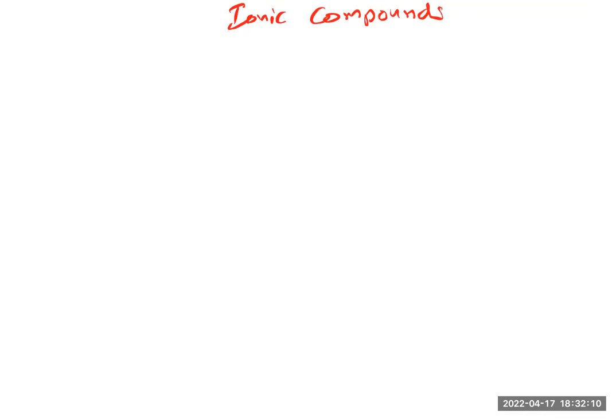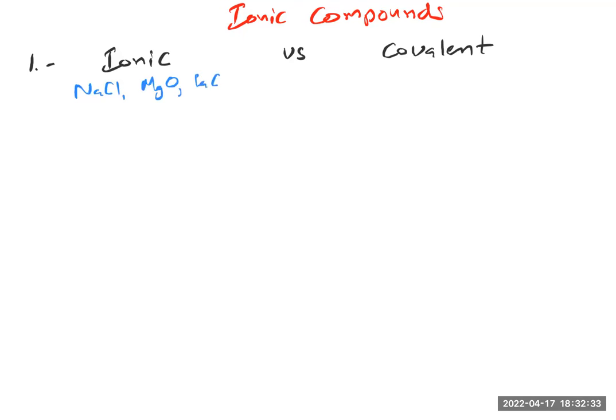So the first thing we did was we discussed the differences between ionic compounds and covalent compounds. Okay, so we have ionic versus covalent. Those are the two classes of compounds. And examples for ionic compounds are sodium chloride, magnesium oxide, calcium carbonate, and so forth. And examples for covalent compounds are carbon dioxide, H2O, nitric oxide, and so forth.